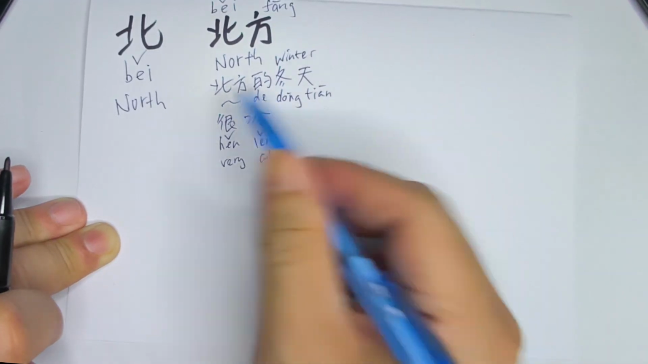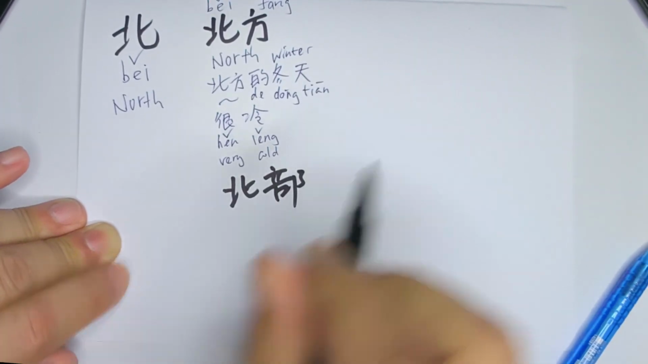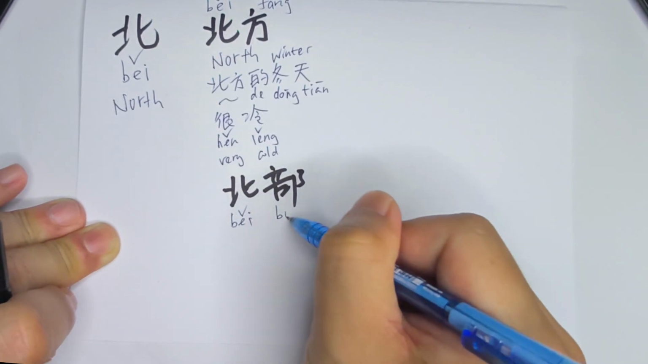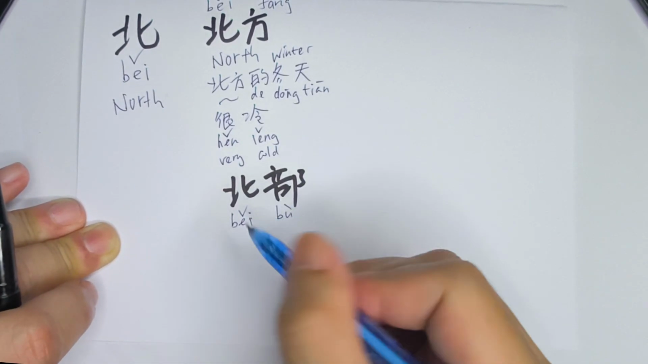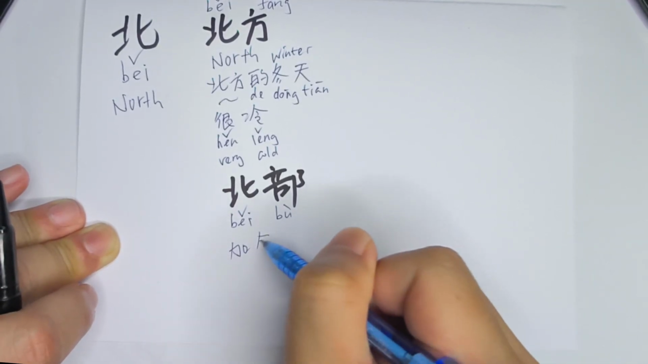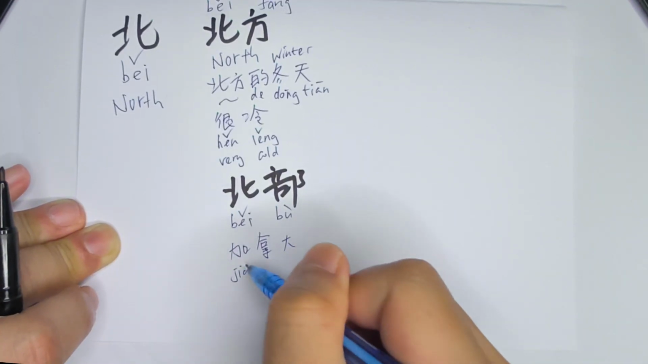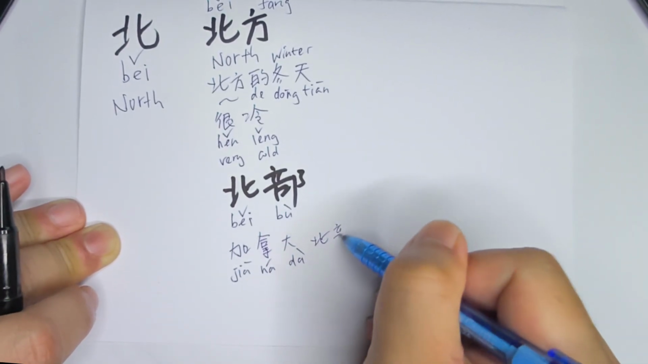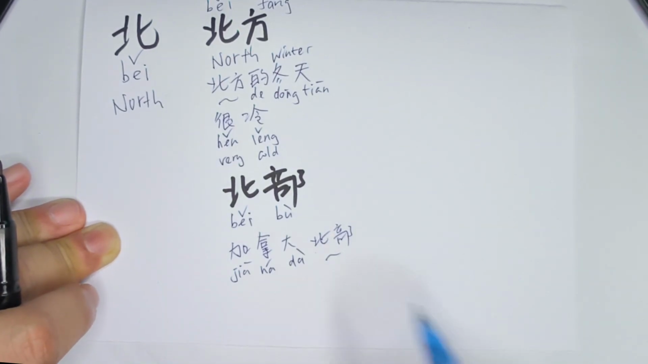北方的冬天很冷, 北方, okay? Or if you want to say a region, 北部, the northern region. Okay? The northern part, northern region of somewhere. For example, 加拿大, Canada. 加拿大北部, northern part of Canada. 中国北部, northern part of China, okay?